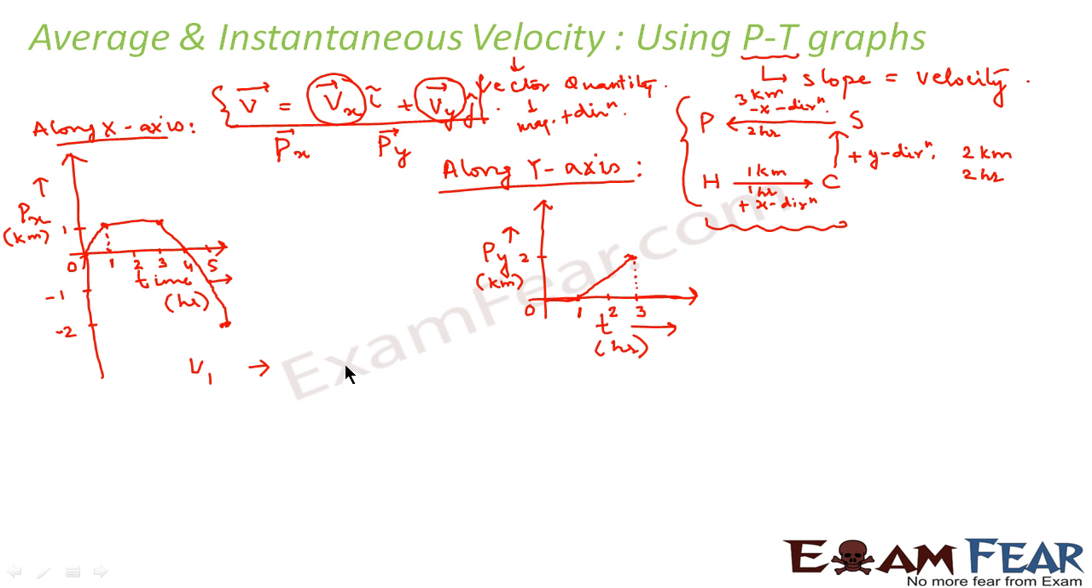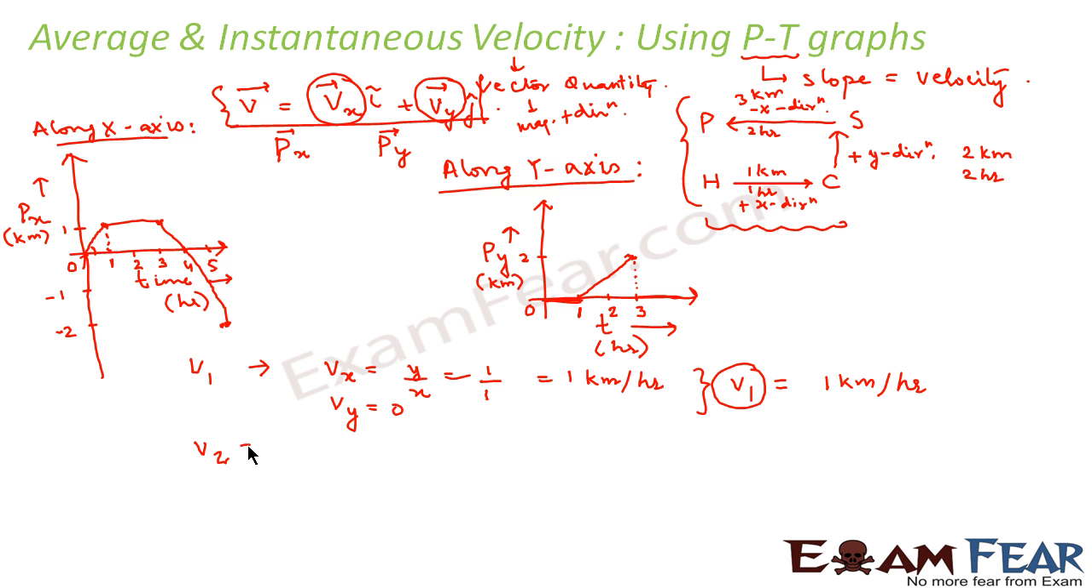For V1, Vx will be equal to the slope from this graph. So that slope will come out to be y by x. That y by x will be 1 by 1, which is equal to 1 kilometer per hour. And Vy will be equal to 0, because corresponding to this motion, it is overlapping with the x-axis. Therefore, we find that the value of V1 will be equal to 1 kilometer per hour, which is exactly what we got when we solved it manually.